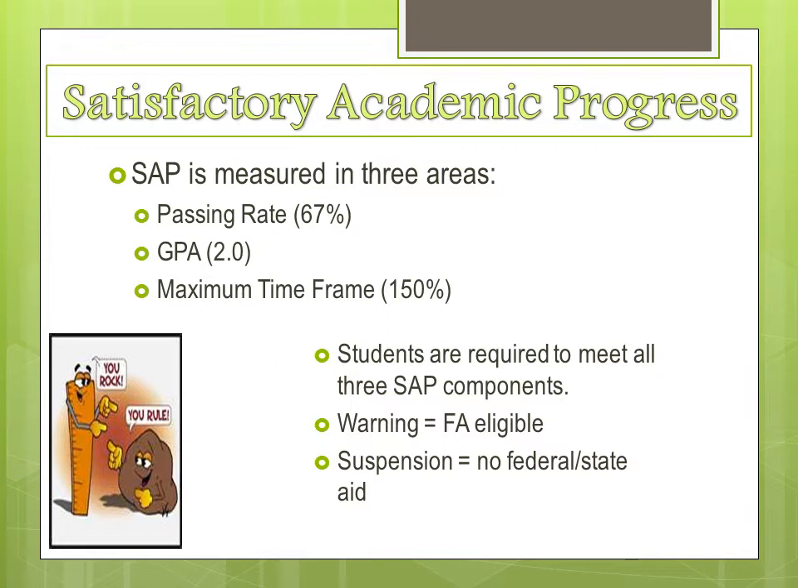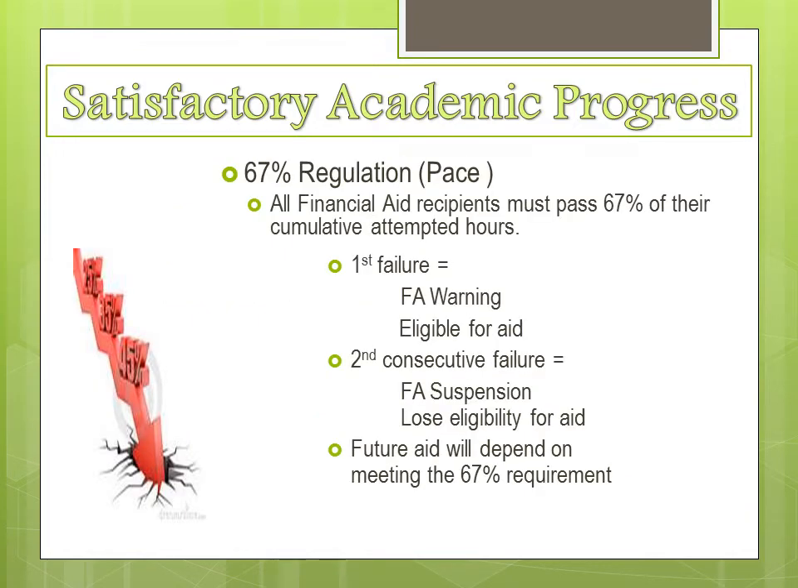Let's take a look at each one of these in more detail. With the exception of 150%, that one does not have a warning. Students are automatically put on suspension, but we'll look at that in more detail in just a second.